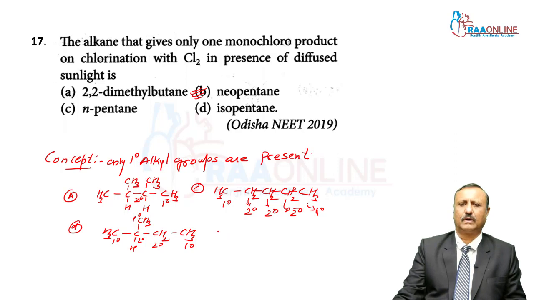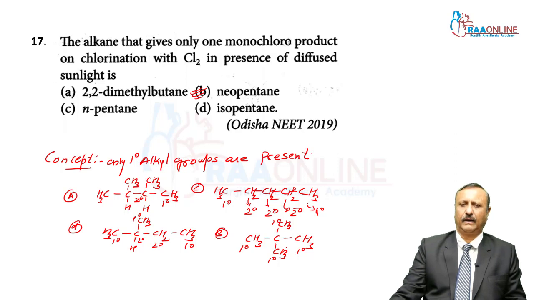And now the answer is B, because here you can see neopentane, with carbons 1, 2, 3, 4 and 5. Here, my dear students, all are primary carbon atoms. Because all are primary carbon atoms, only hydrogen atoms on primary carbon atoms are replaced, so you get only one monochloro product, my dear students. And this question was asked in Odisha NEET 2019, and the answer is neopentane.